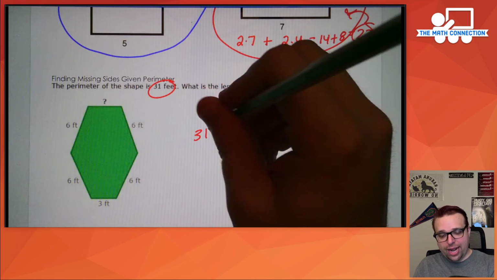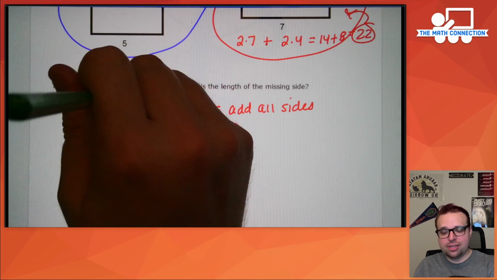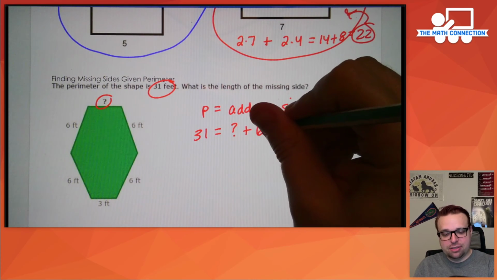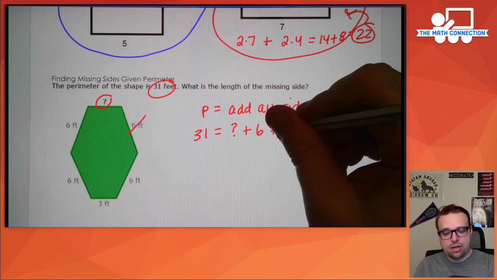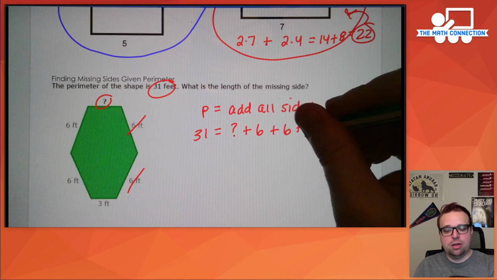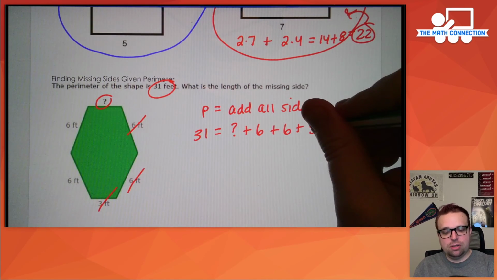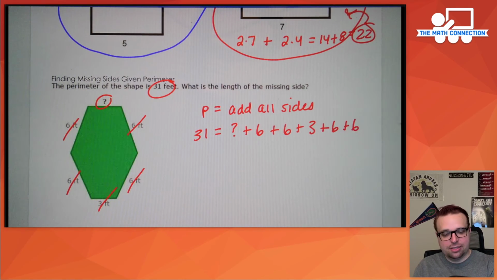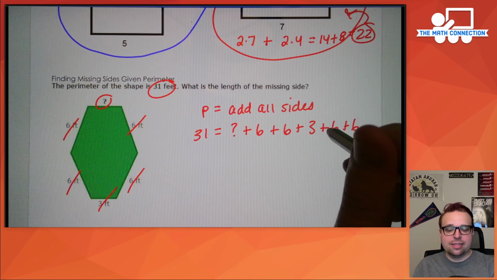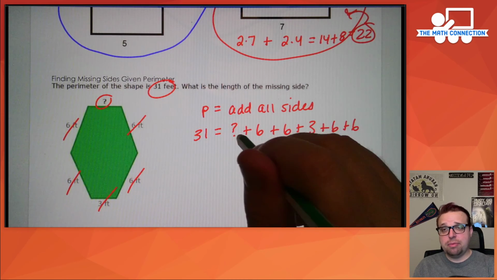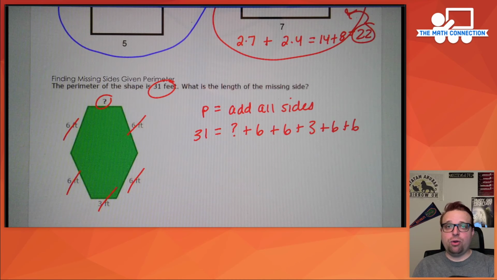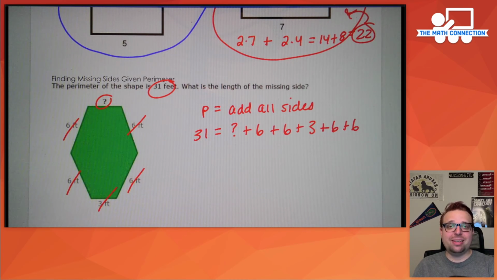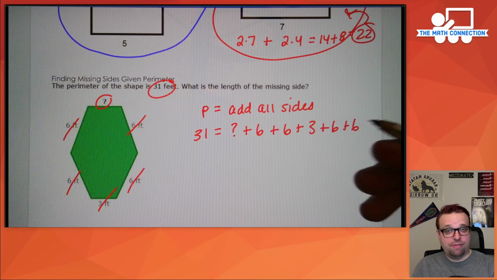And then we have a question mark for this one side that's missing up here, plus we have 6 feet. That's this one. Another 6 feet. That's this one. Plus 3 feet is this one. Plus 6 feet again is this one. And then plus 6 feet again is this one. So 6 and 6 and 3 and 6 and 6 and something add up to make 31. And what we're solving for is the question mark, which is the missing side length. So let's find it, right?